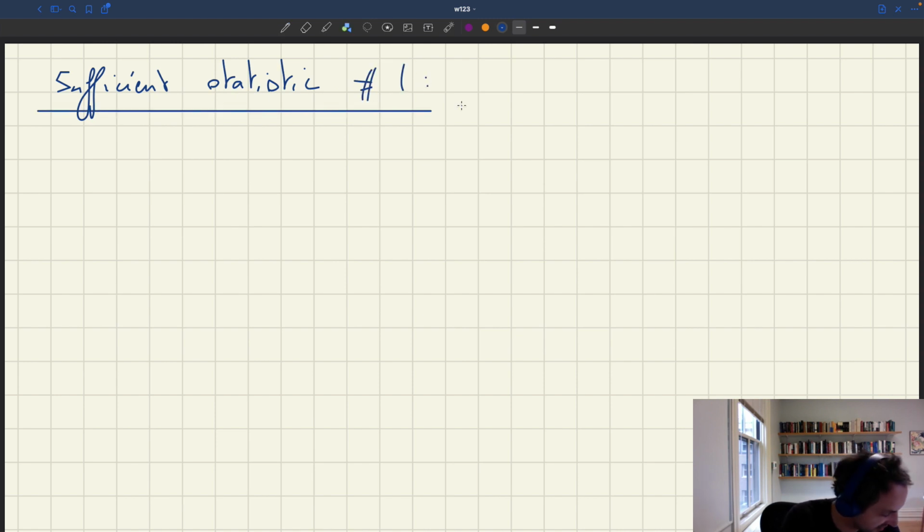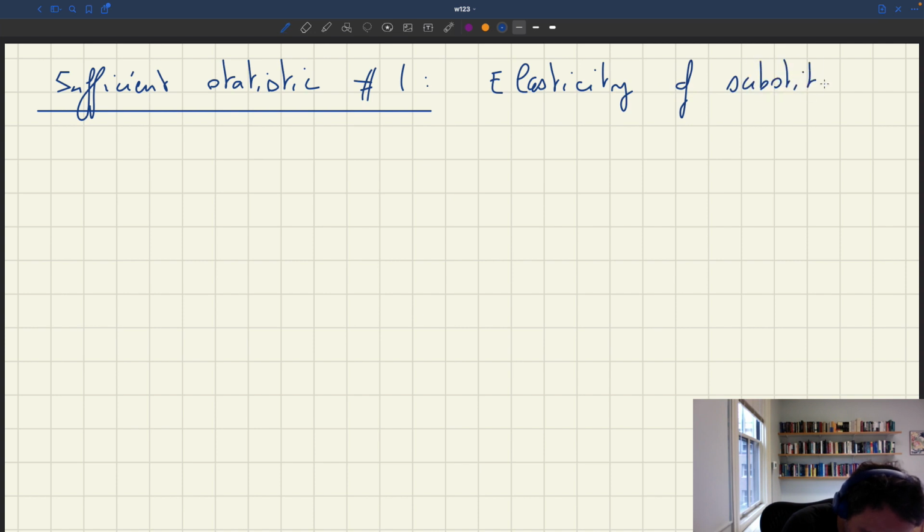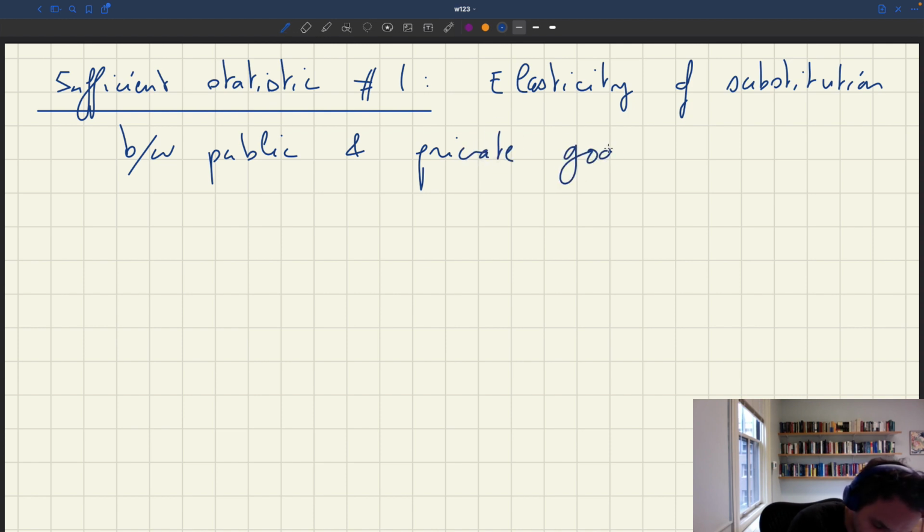So this first sufficient statistic is the elasticity of substitution between public and private goods and services, and we denote it by epsilon. So how do we define it?